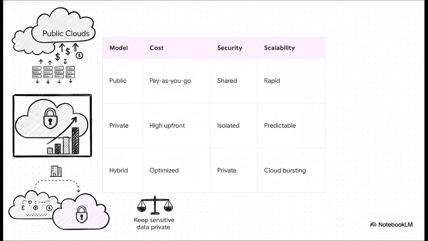These are single-tenant, meaning they're dedicated exclusively to you. The upfront cost is higher, sure, but you get maximum control, total isolation, and predictable performance. Finally, hybrid clouds. These give you the best of both worlds. They balance and optimize costs, let you keep your most sensitive data totally private, and, this is cool, allow for cloud bursting, which is basically tapping into the public cloud when demand suddenly spikes.